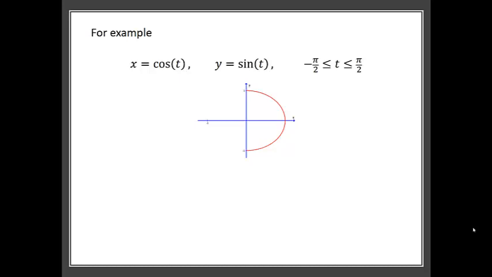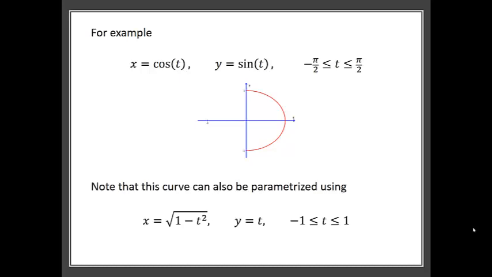So for example, here is an example of a parametric curve, x equals cosine of t, y equals sine of t, for t between negative pi over 2 and positive pi over 2, and this would represent the right half of our unit circle. Now note that this curve can also be parametrized by letting x be given by the square root of 1 minus t squared, y equals t for t between negative 1 and positive 1. And I mention that only as a reminder that the parametrization of a curve is not unique. So there can be lots of different ways to describe the same curve.